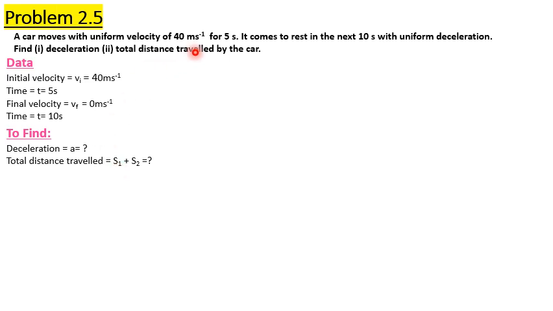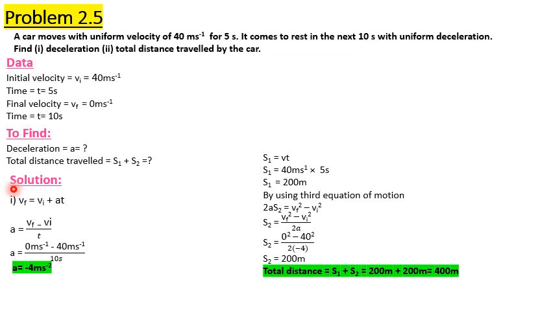S1 is the distance for the first 5 seconds and S2 is the distance which the car has covered for the next 10 seconds. Now by using the formula Vf is equal to Vi plus at, from this formula we will get acceleration. Acceleration is minus 4 meter per second square. The minus sign is showing that the velocity of the body is decreasing. And to find out the distance, we will use the formula S is equal to Vt.